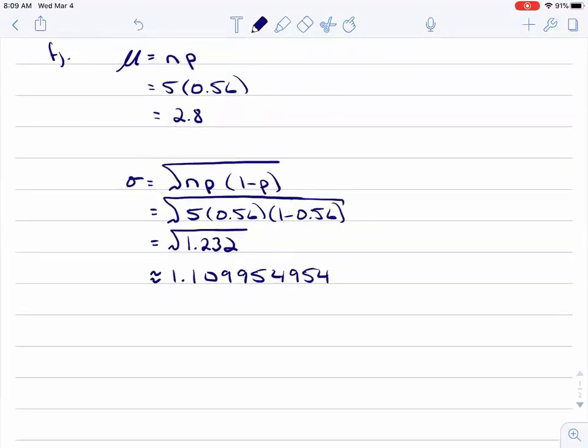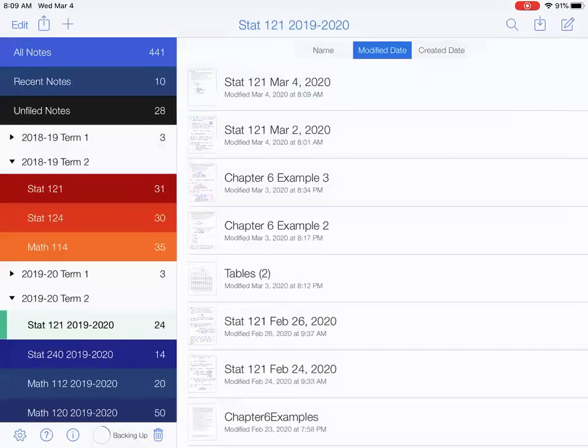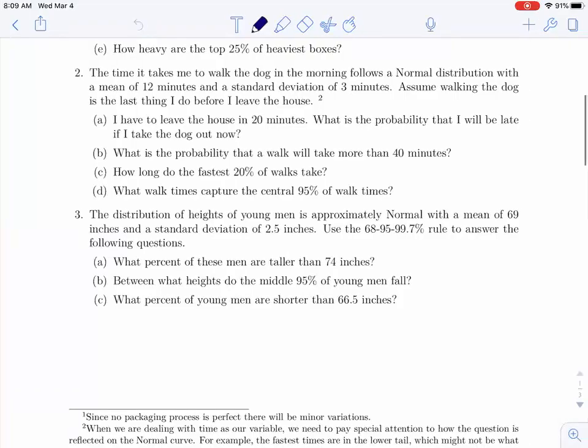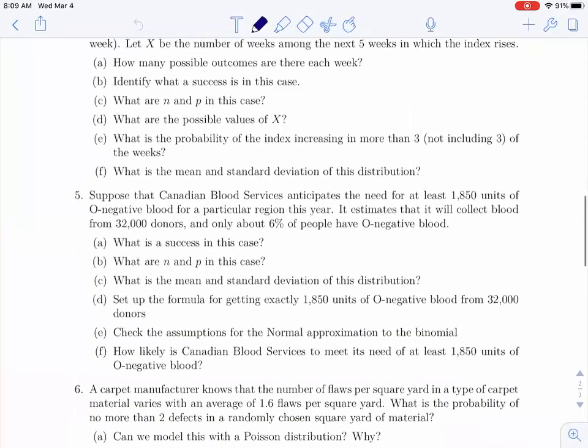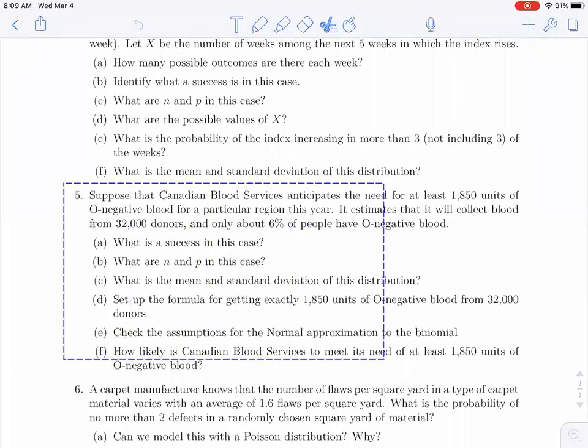Nice. Good. Are we ready for example 5? Okay. Example 5.